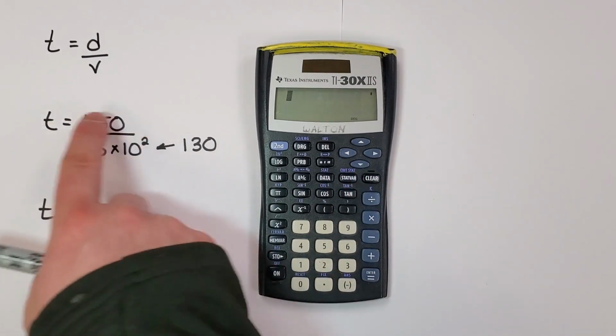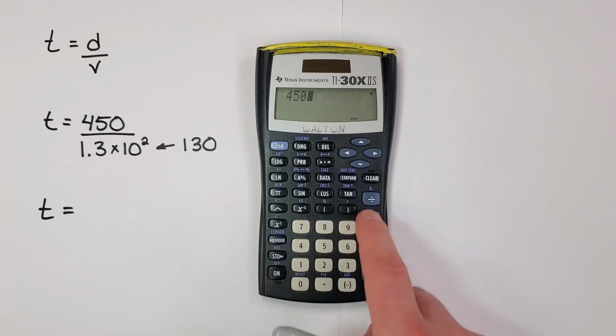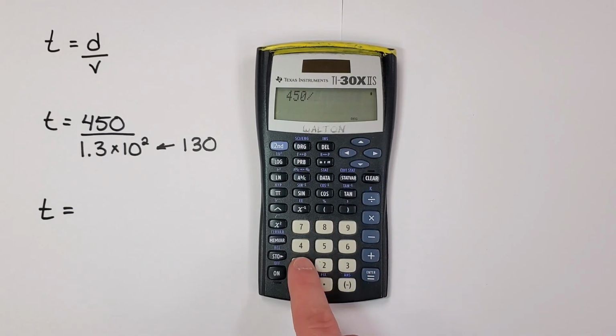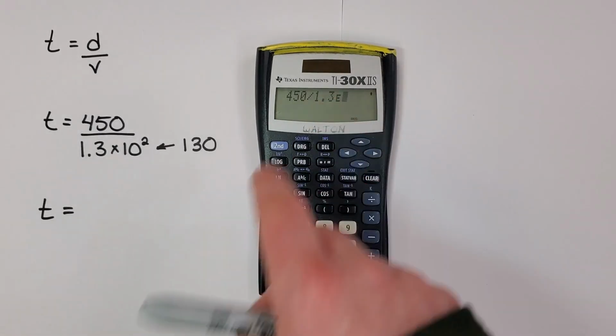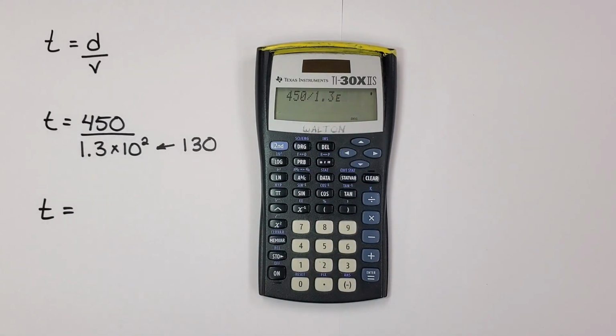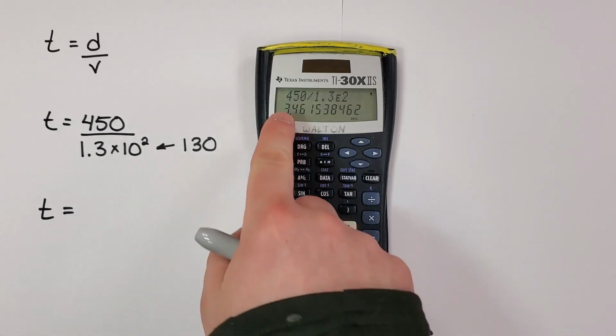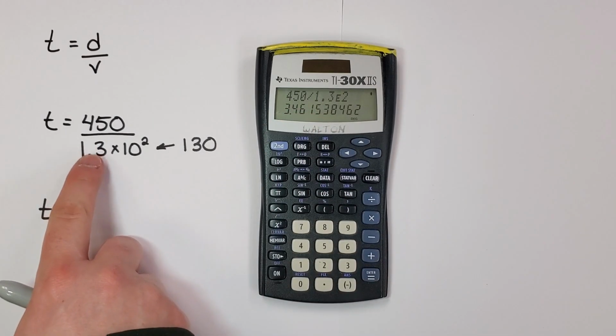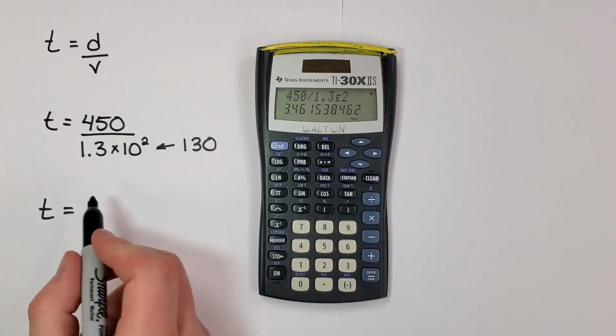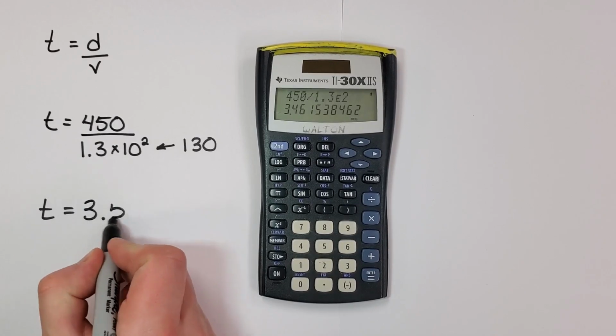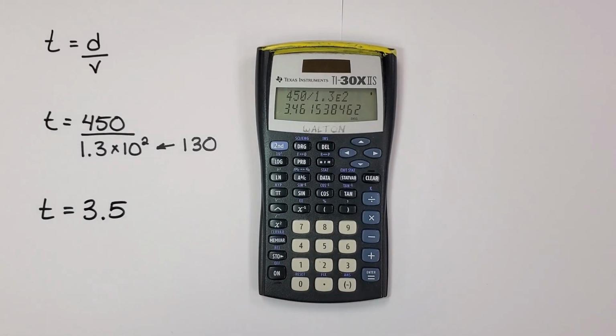So in order to do this calculation properly, we go 450 divided by 1.3 times 10 to the power of. Remember that EE represents times 10 to the power of 2. And that's what our answer should be: 3.4615, and so on. But if we're going to round this to 2 significant digits, we'll round it to 3.5. So we know our answer should be 3.5.